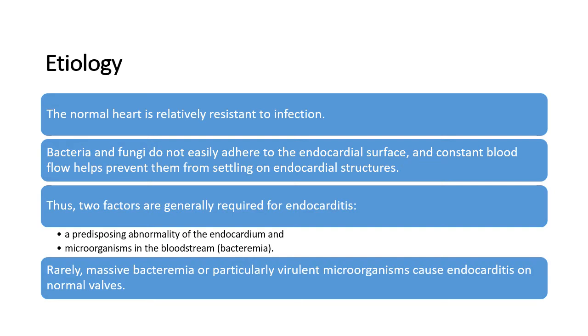Number one, we must have a predisposing abnormality of the endocardium. So there must be an endocardium which has abnormality, so that it can help the bacteria to adhere easily. Number two, there must be a causative organism. That is, there must be bacteria within the blood. Rare massive bacteremia or particularly virulent microorganism can also cause endocarditis on normal valve. Remember, we said acute endocarditis is caused by bacteria which are very virulent and can affect normal valve.